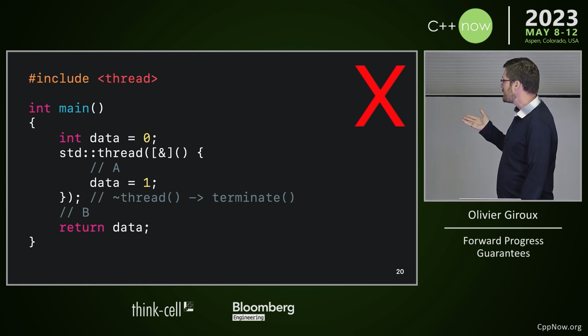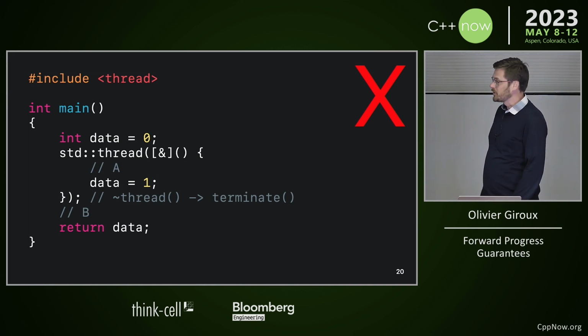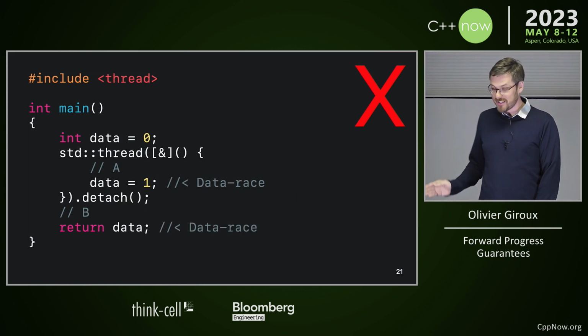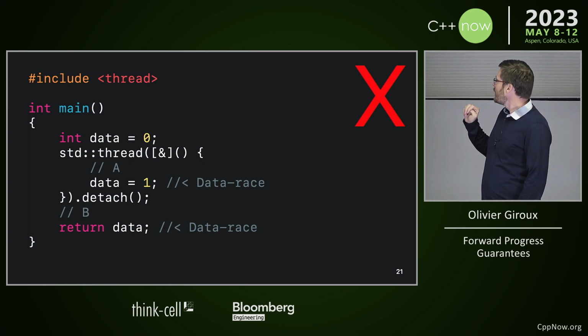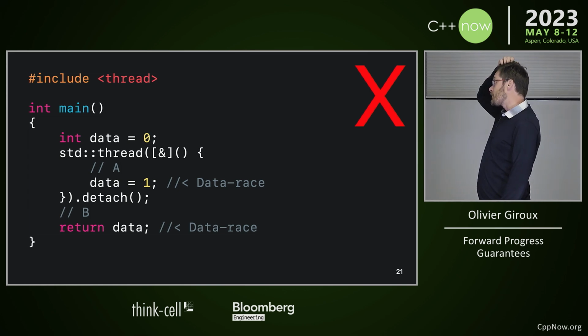Okay, so the first problem is that at our thread destructor, we're going to call terminate, because it's an unjoined, undetached thread. So it's going to call terminate. So that's no good. I said unjoined, undetached. Well, I could detach it. Well, that's worse in a way. Now I have 2 problems.